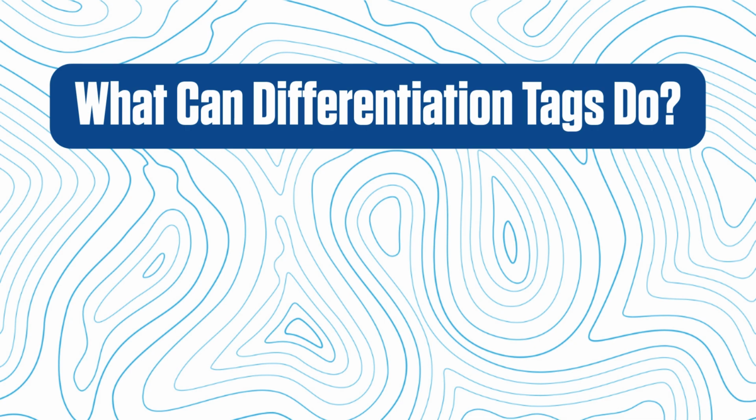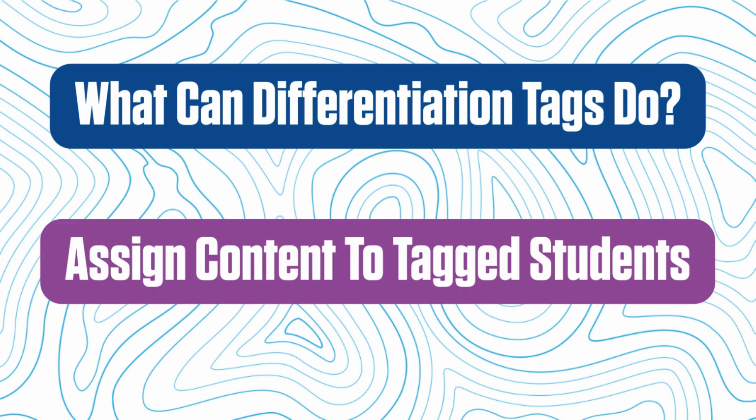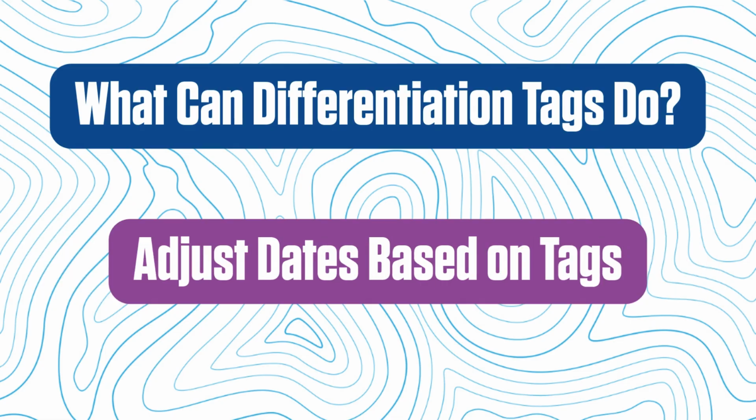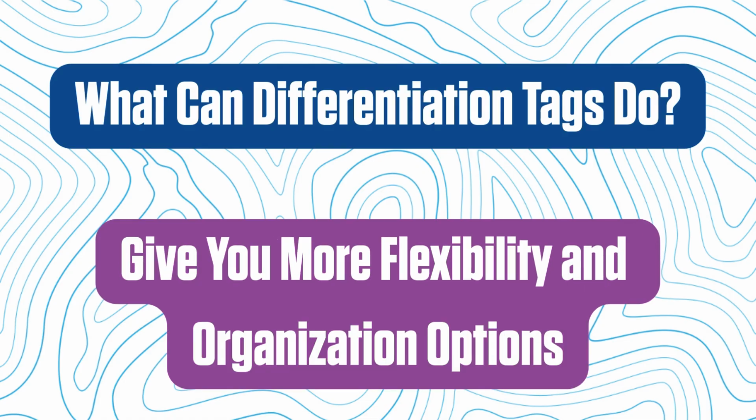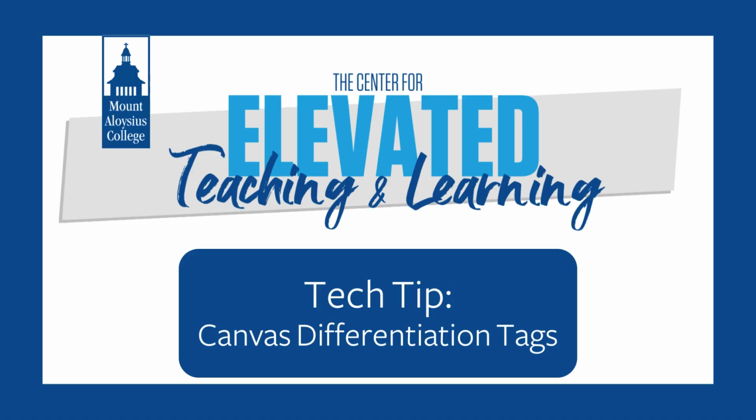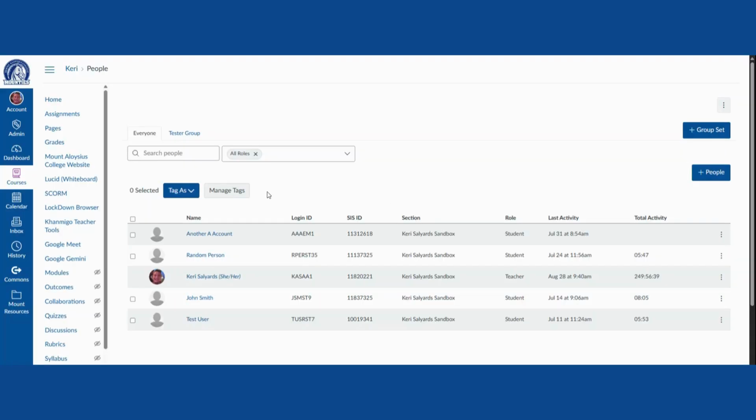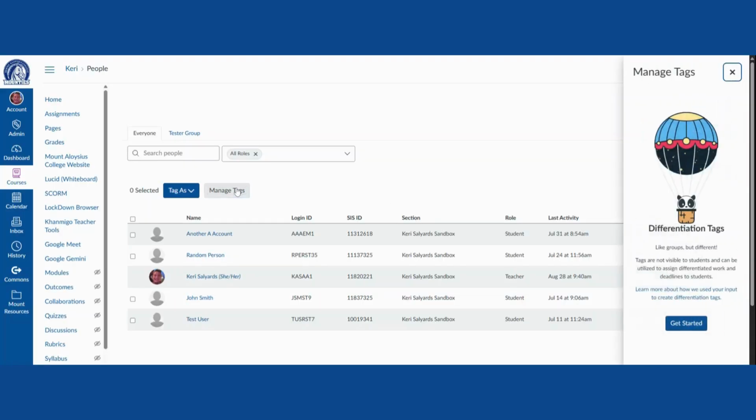With differentiation tags, you can assign content, assignments, discussions, quizzes, pages, modules to a specific group of students. You can adjust due dates or availability just for tagged students. And you can organize your course around support needs, enrichment options, or even scheduling conflicts. In short, tags give you a flexible toolkit to meet students where they are, whether they need extra support, more challenge, or just flexibility. To get started, go to People and click Manage Tags.